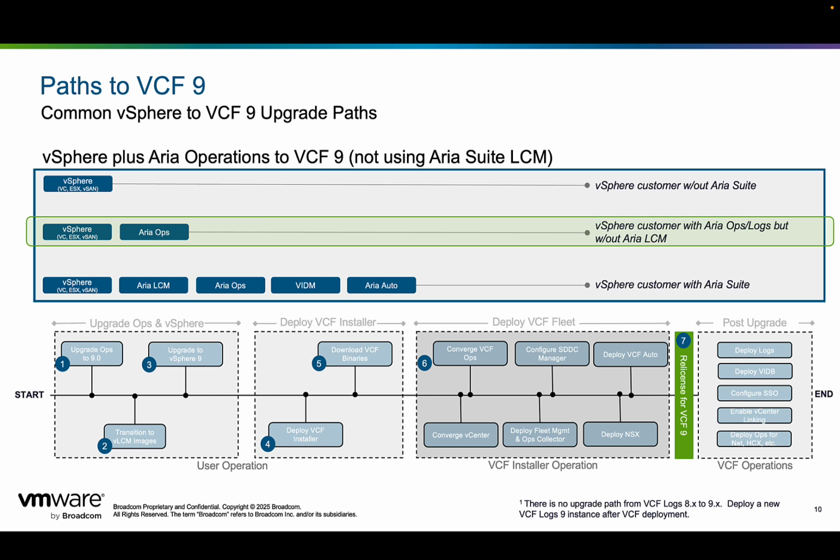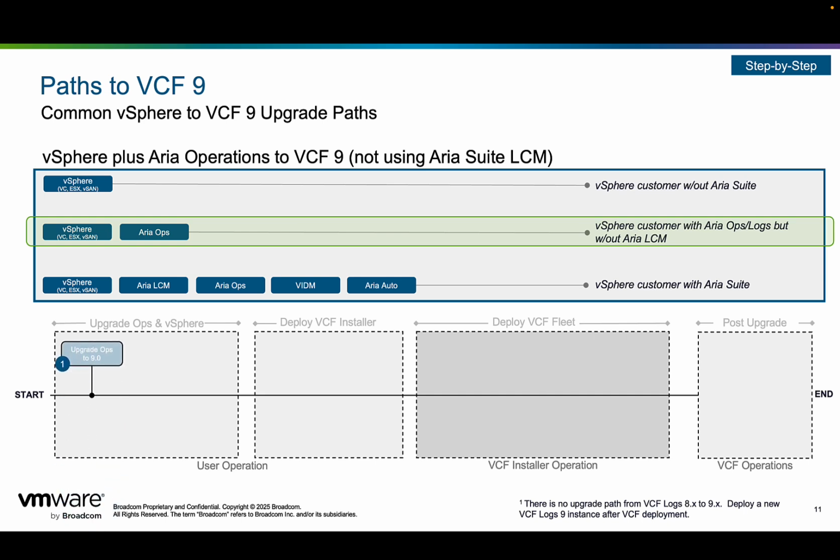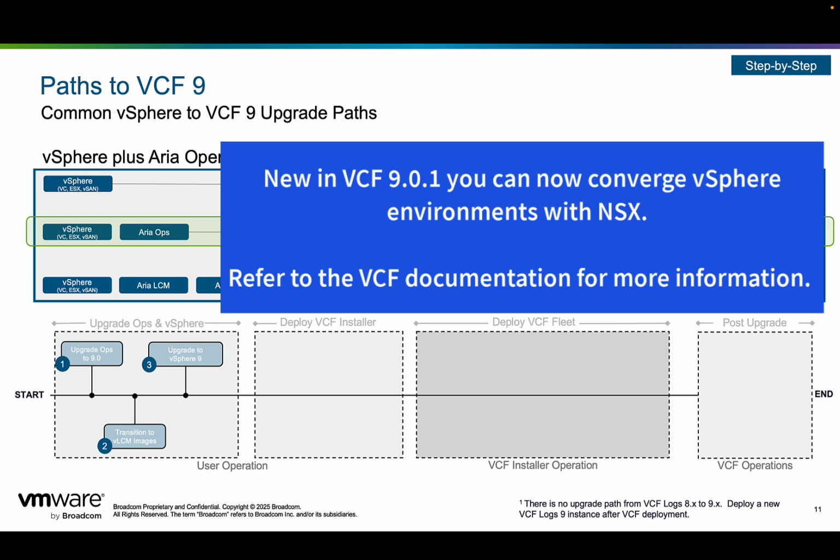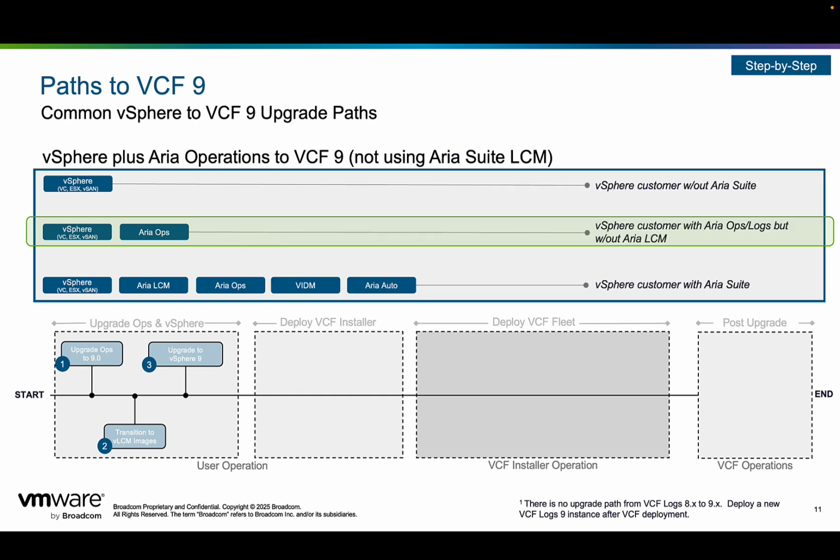The upgrade path for this customer will first entail going in and upgrading Aria Operations to VCF Operations 9.0. Once you have upgraded your operations, you will then transition your vSphere clusters to VLCM images if they're not already using VLCM images. Once you have completed your transition to VLCM images, you will then proceed to upgrade your vSphere environment. Again, this is a two-step process where you'll upgrade your vCenter server. You'll then upgrade the hosts that make up your vSphere clusters. With both operations and vSphere running on 9.0, you're ready to move on with the upgrade.